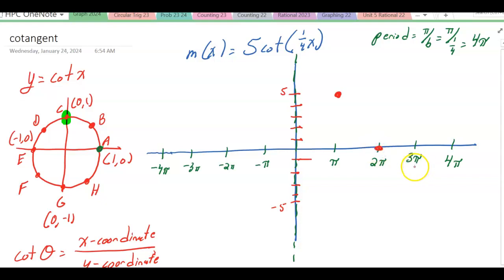If you plug in 3 pi, you get the cotangent of 3 pi over 4. So you're at point D. The cotangent of 3 pi over 4 is -1, times 5 is going to be -5. And if you were to plug in 4 pi, you get the cotangent of pi, so you're at point E. The cotangent of pi is undefined, so you're going to have another vertical asymptote.